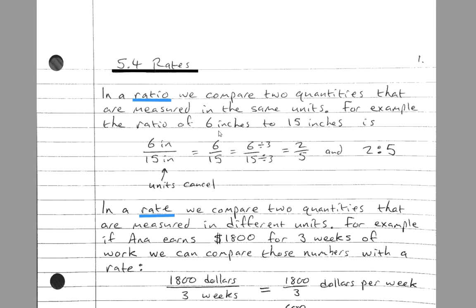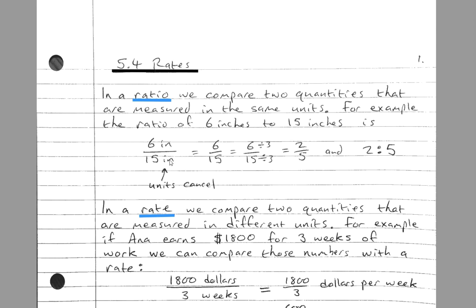So, for example, a ratio of 6 inches to 15 inches. Okay, so comparing 6 inches to 15 inches, we make the fraction. And really, the units don't matter here. It's the same units, so we get the same ratio, just 6 to 15. And of course, this simplifies, cancel 3's, so it's 2 over 5, so the ratio is 2 to 5, 2:5.